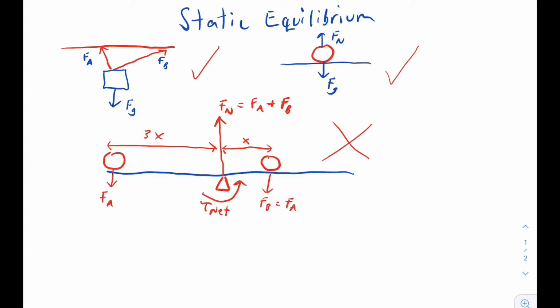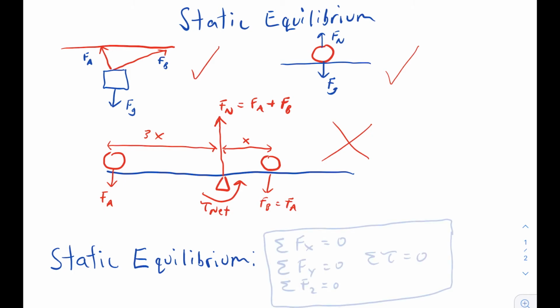So while the first two examples are in static equilibrium, this one is not. In this example, there is no net force present in any direction, however there is a net torque. So for an object to be in static equilibrium, not only do the sum of the forces in the x, y, and z directions all need to equal 0, but there also can be no net torque.